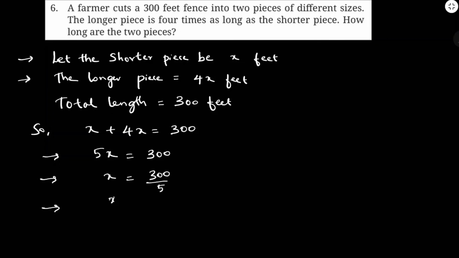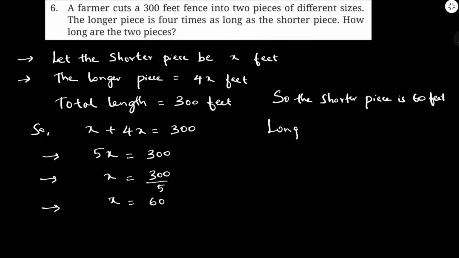So here you'll get the value of x: 5 times 60 is 300. So the shorter piece is 60 feet.